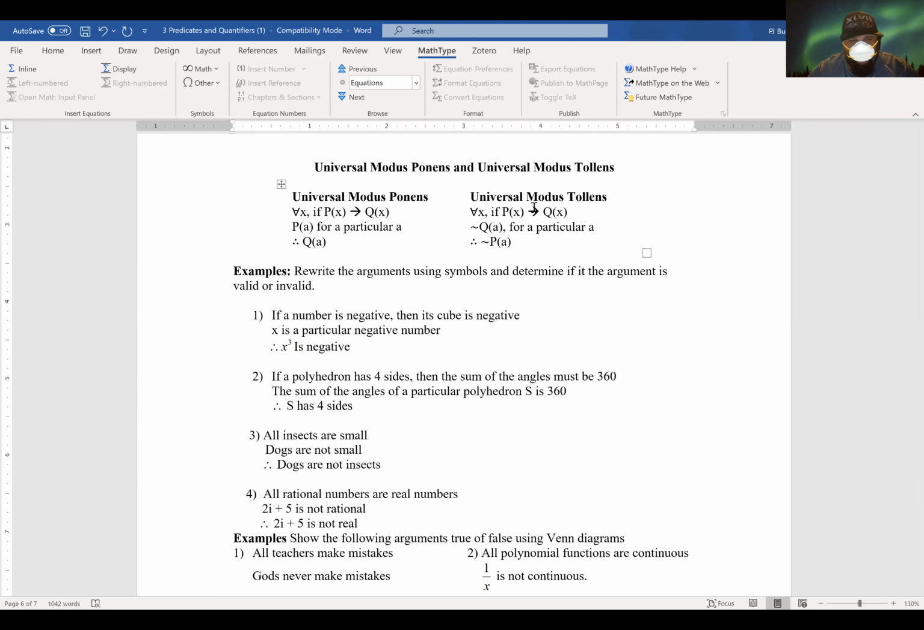So let's start with the first one. It says if a number is negative, then its cube is negative. So that's pretty clearly an if-then statement, right? And it says the first thing is a number is negative, and the second is its cube is negative. So we can say P of X equals negative number.